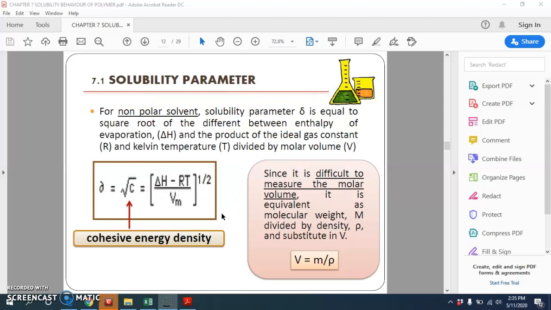For a non-polar solvent, the solubility parameter is equal to the square root of the difference between the enthalpy of evaporation and the product of the ideal gas constant R and the Kelvin temperature, divided by the molar volume. This is the cohesive energy. Since it is difficult to measure the molar volume, it is equivalent to the molecular weight M divided by density, substituted in for V.